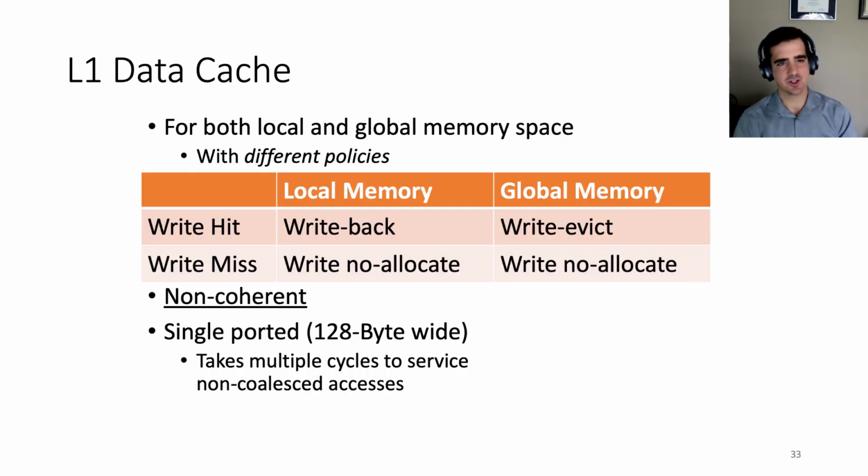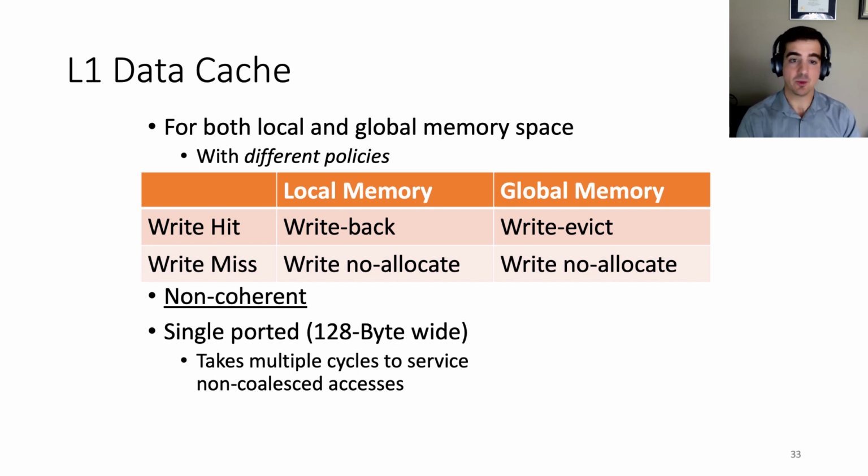How is the L1 data cache configured? The L1 data cache is used for both local and global memory. We talked a little bit about local memory earlier in the class. The difference between local and global is that local memory is memory that we know is private to a particular thread. Some examples of local memory would be when you spill and fill registers, when you're doing function calls, etc. The stack. If you have variables allocated on the stack, those are local.